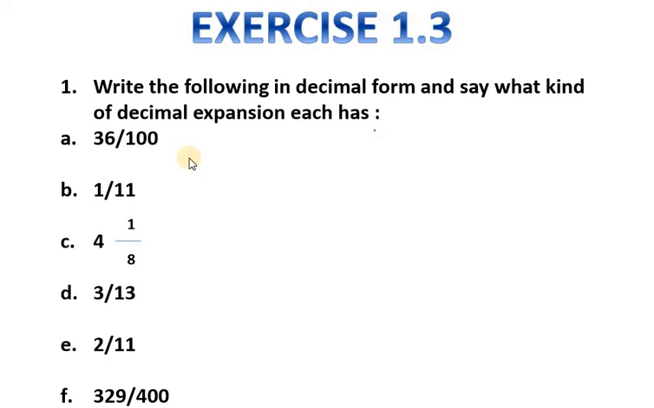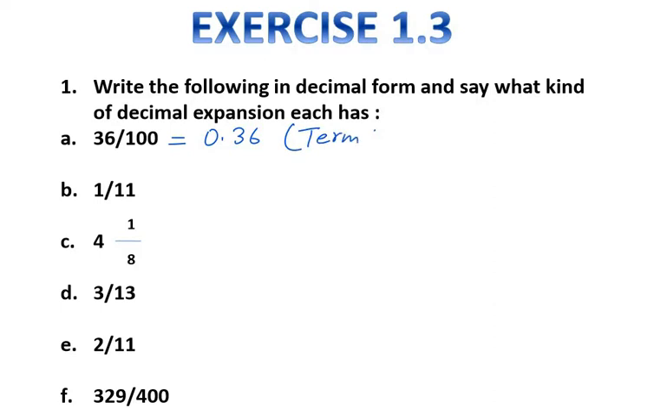Hello everyone, let's start with exercise 1.3. In this question, we need to find which decimal form it is and what kind of decimal expansion each has. So in the first one, we are given 36 over 100. Now 36 over 100 can be written as 0.36. Now we know 0.36 is a terminating decimal number.